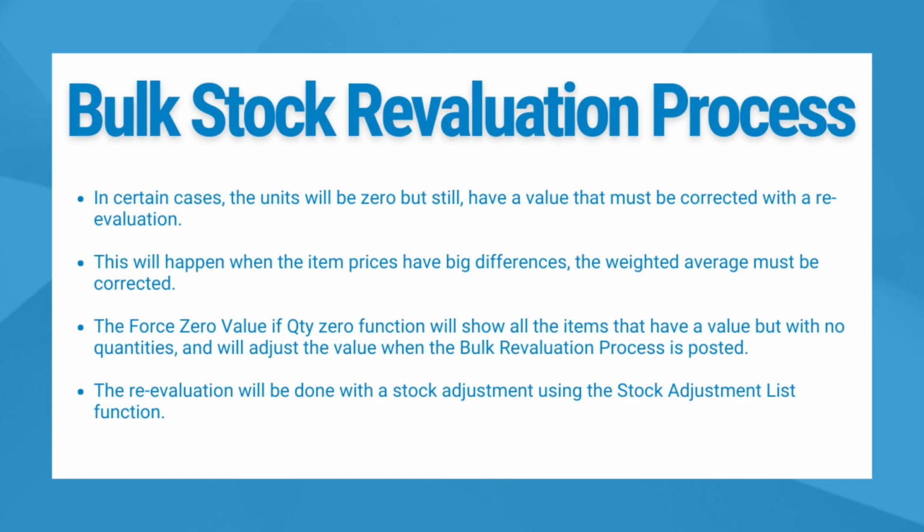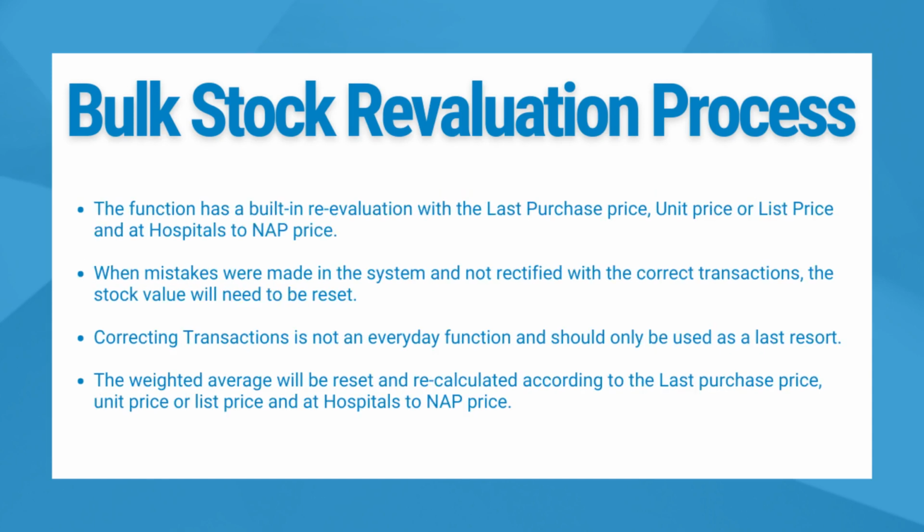The revaluation will be done with a stock adjustment using the stock adjustment list function. The function has a built-in revaluation with the last purchase price, unit price or list price, and at hospitals the NAP price. When mistakes were made in the system and not rectified with correct transactions, the stock value will need to be reset. Correcting transactions is not an everyday function and should only be used as a last resort. The weighted average will be reset and recalculated according to the last purchase price, unit price or list price, and at hospitals the NAP price.